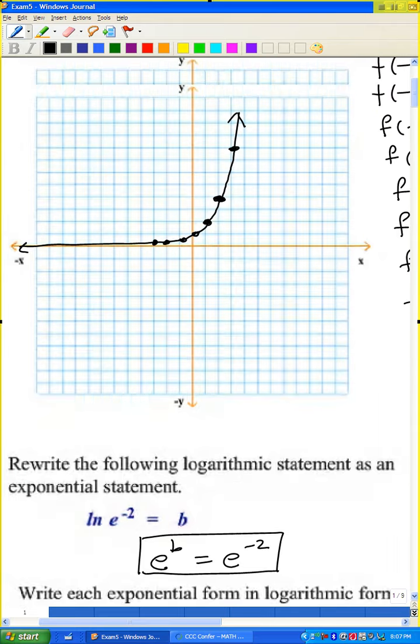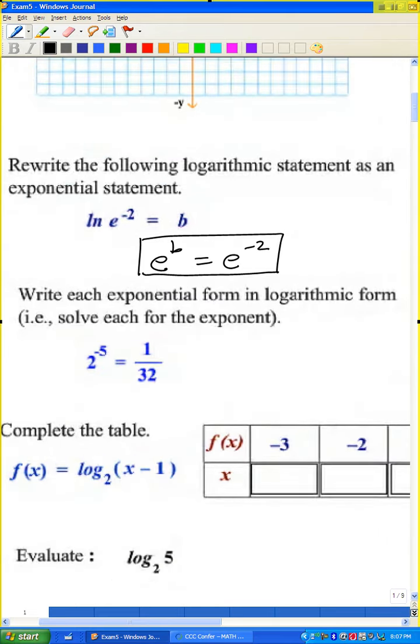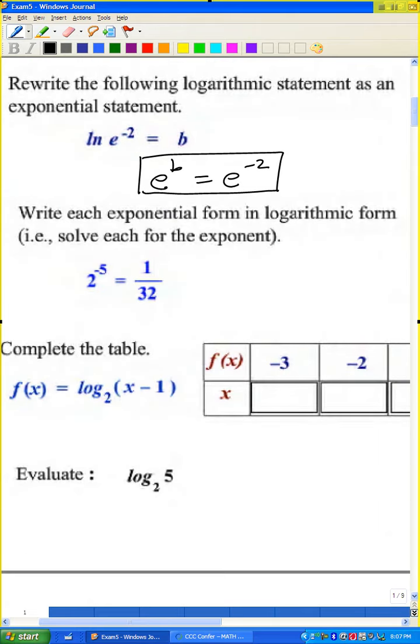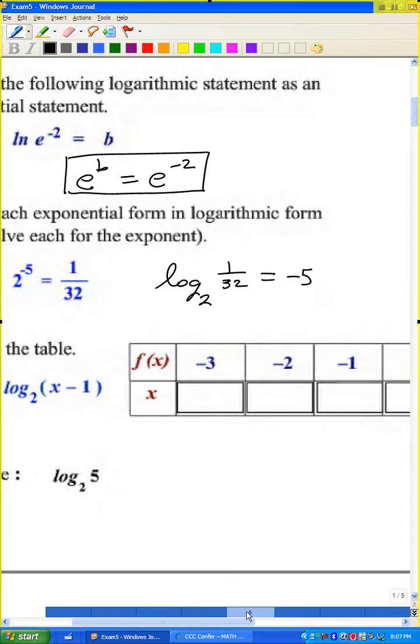Oh, let me just see. It just says complete and draw that. Okay, so write it as a logarithm. And so the base is 2, result is 1 over 32, and the exponent is -5. And that is your answer.